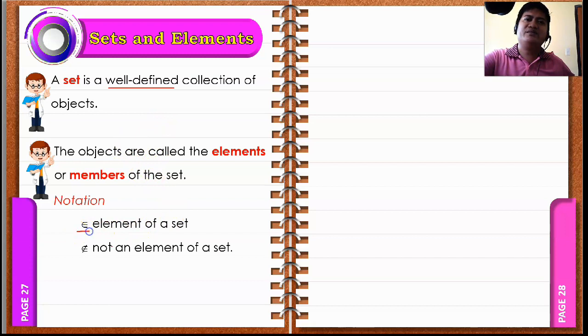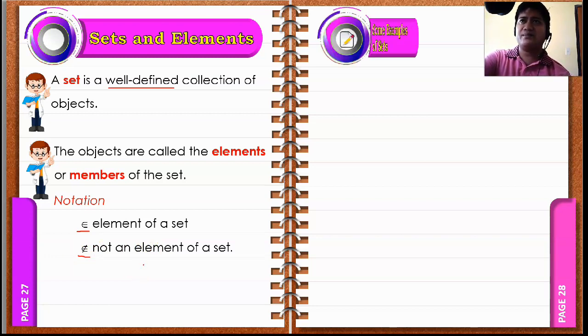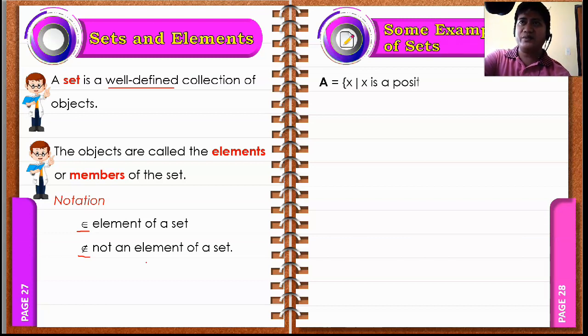This is the notation for an element of the set, while this other symbol stands for not an element of the set. So let's have the following examples of sets. First, we have set A equals the set of all x such that x is a positive integer less than 10. This is well defined because we can list all the elements which are positive integers less than 10, namely 1, 2, 3, 4, 5, 6, 7, 8, and 9.